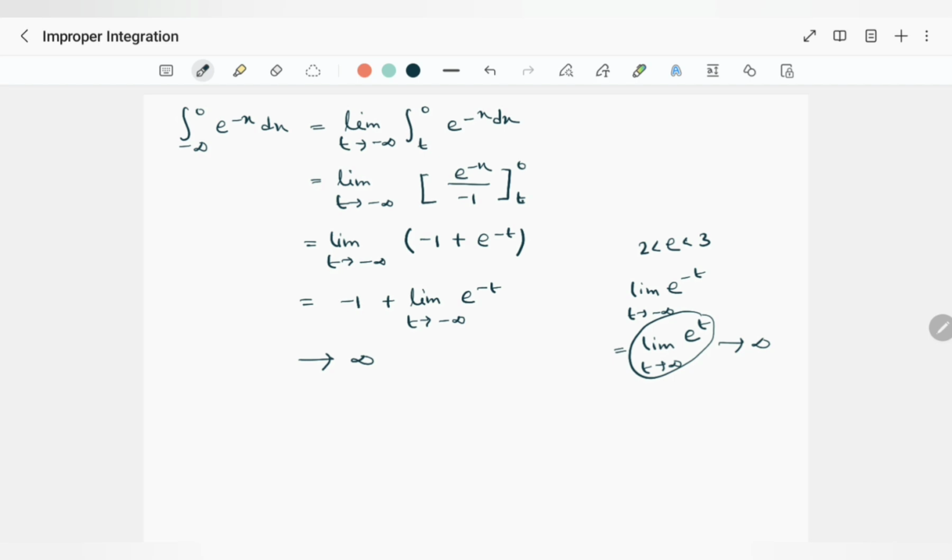So here is an example of an improper integral which is not convergent. Hence this integral is not convergent, or we can say divergent.